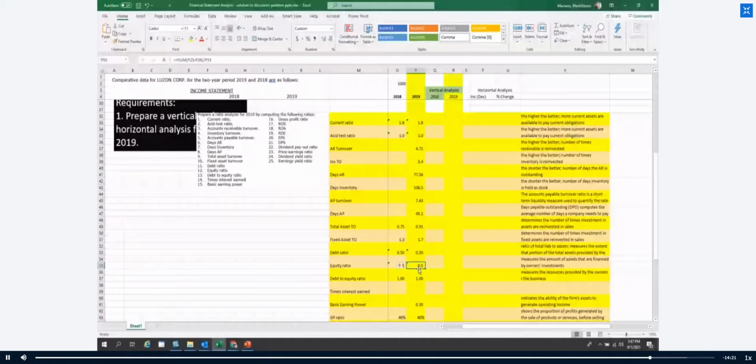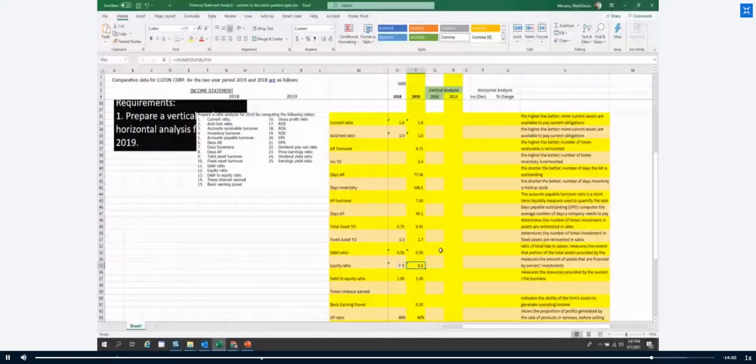Again, this is only showing us the level of your equity, the amount of assets that are financed by owners' investment, or equity.